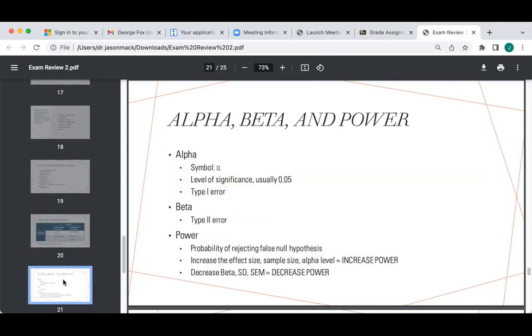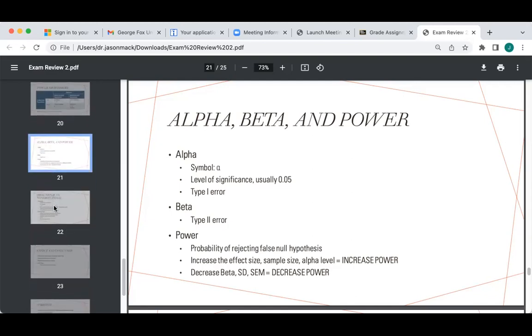For alpha, beta, and power, alpha is the symbol. It's usually 0.05 and it relates to a type 1 error. Beta is type 2. And power is the probability of rejecting a false null hypothesis. If you increase the effect size, sample size, and alpha level, you'll increase the power. If you decrease the beta, standard deviation, and standard error, it will decrease the power.